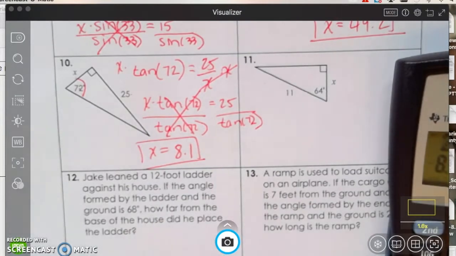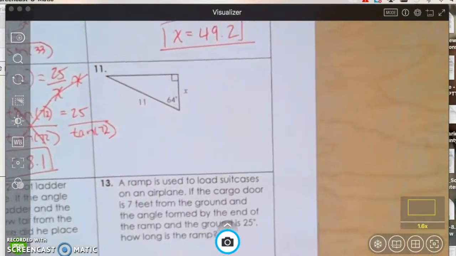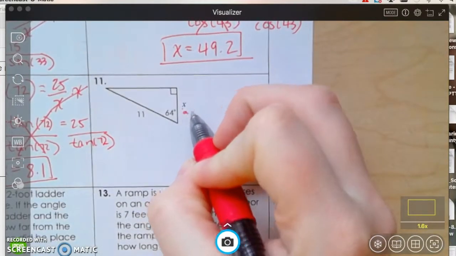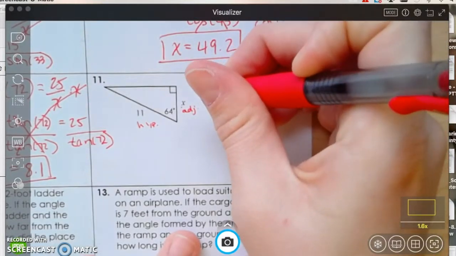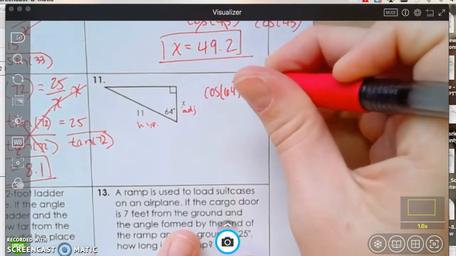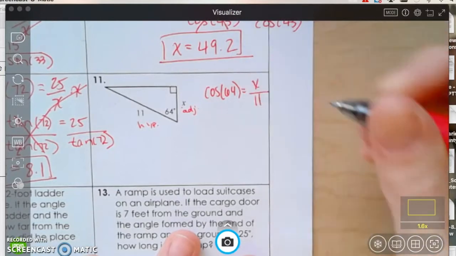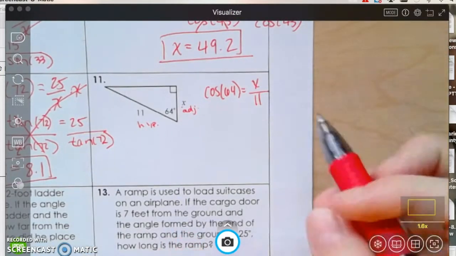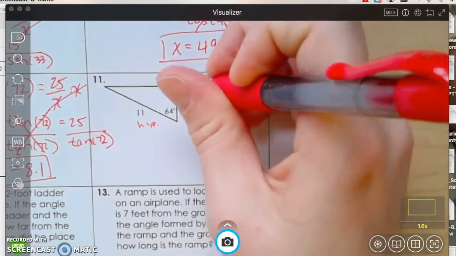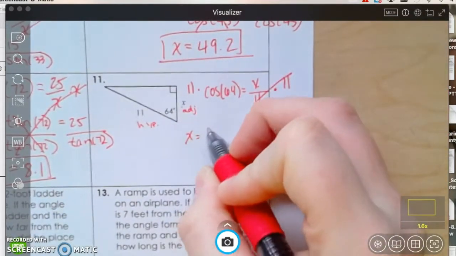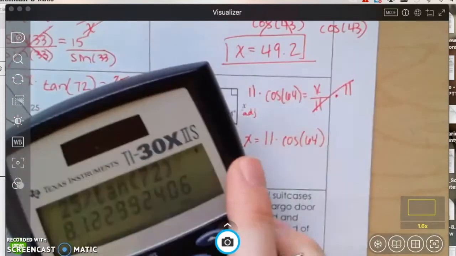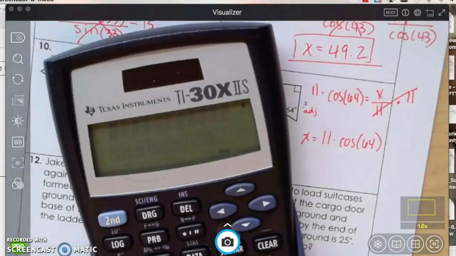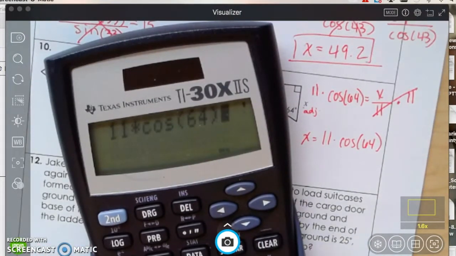And then lastly, number 11 here for the basic type of problem. I have adjacent and hypotenuse. That would be cosine. So the cosine of 64 equals my adjacent over hypotenuse. So I'll multiply both top and bottom by 11. So x equals 11 times the cosine of 64, and I will just go through, multiply that one out. 11 times cosine of 64. Get 4.8.